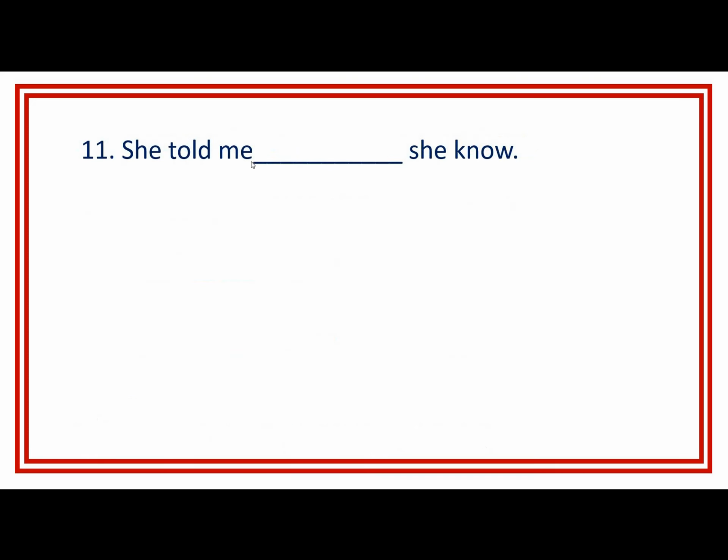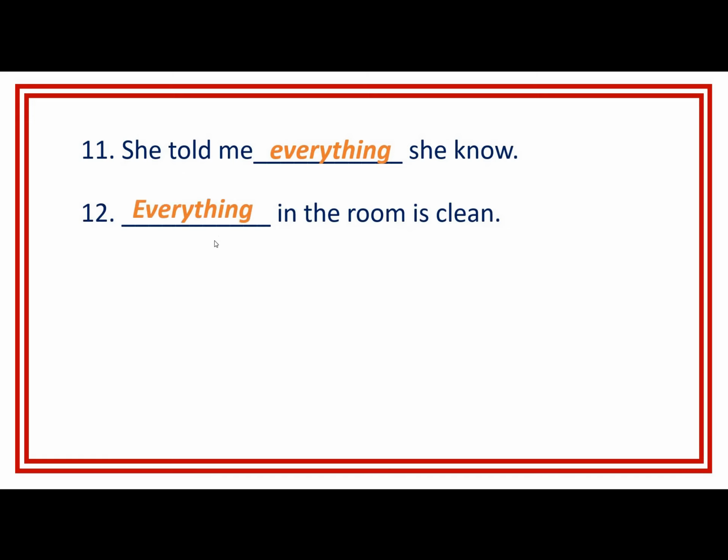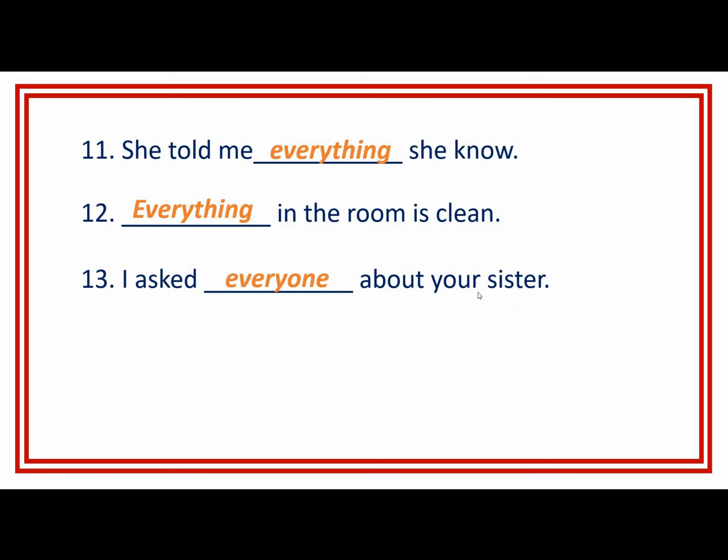Number 11. She told me blank she know. Answer, she told me everything she know. Number 12. Blank in the room is clean. Answer is, everything in the room is clean. Number 13. I asked blank about your sister. Answer is, I asked everyone about your sister. Number 14. You can buy it blank. Answer, you can buy it everywhere.